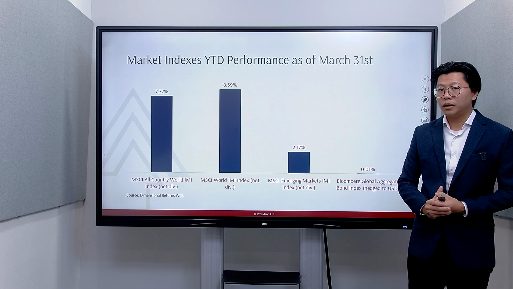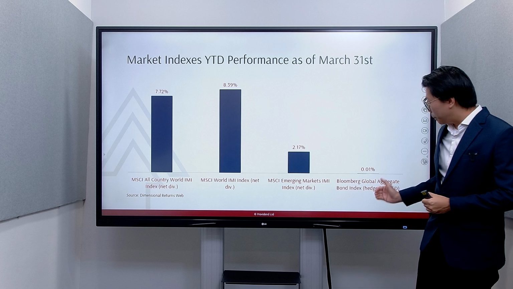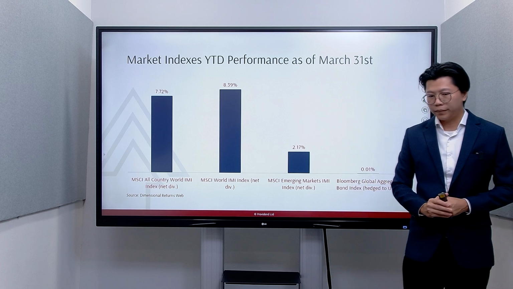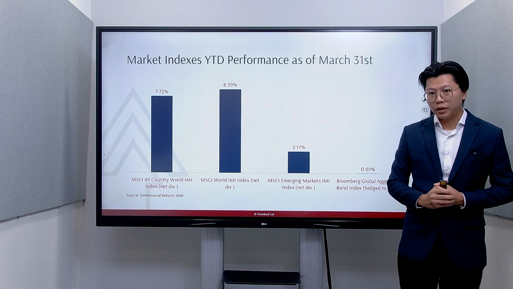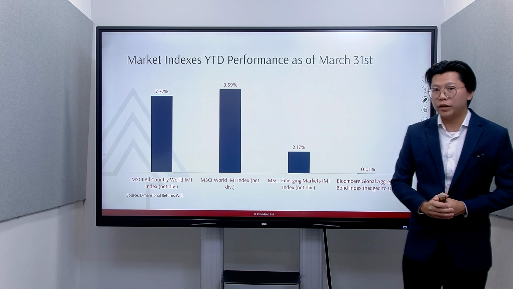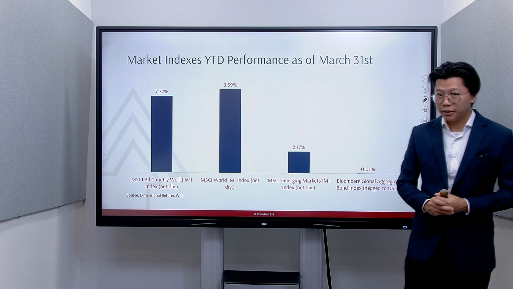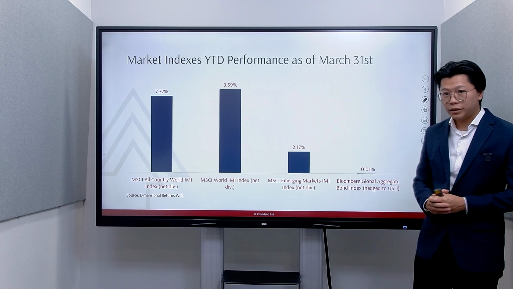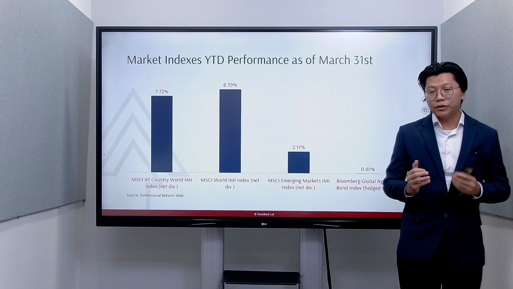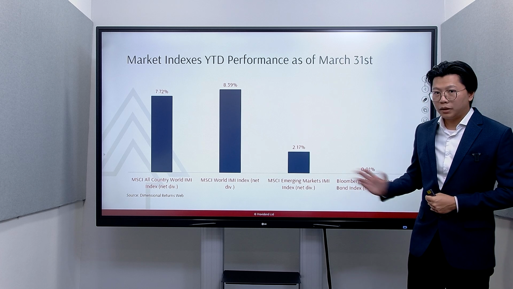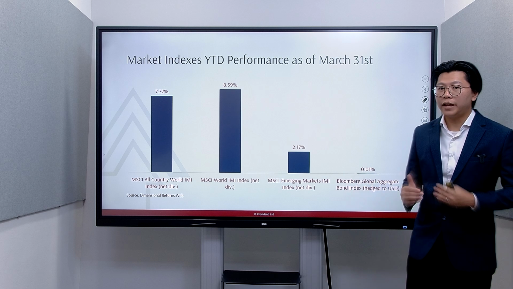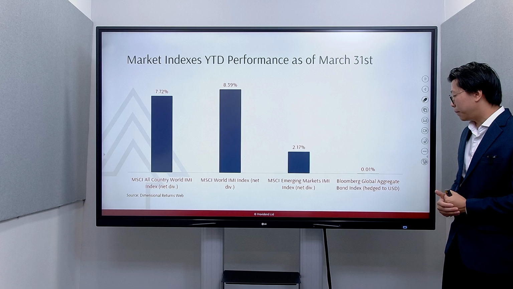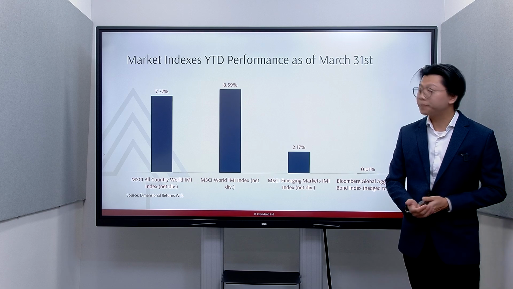Why is this so? Firstly, the Bloomberg Global Aggregate has a composition of both government bonds as well as corporate bonds. Government treasury yields have risen year to date. However, the corporate spread in the corporate bonds has actually come down. As a result, the decrease in the corporate spread has actually netted off the rise in the US Treasury yield. And we can see that the Bloomberg Global Aggregate Bond Index barely moved year to date.